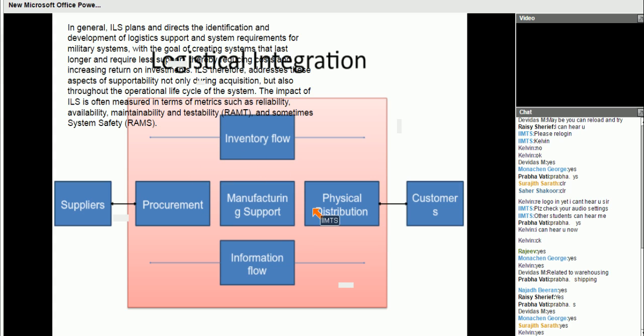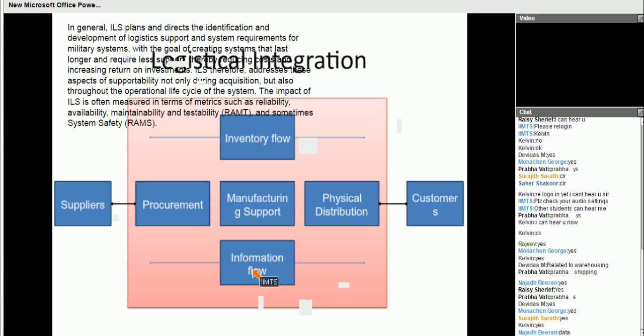So in this we have generally four things. One is the manufacturing support, one is inventory flow, one is procurement, one is physical distribution, and one is information flow. What do we mean by information flow? Information flow means the information should be available with all the channels through which the goods will be passing, right? Along with the supplier, customer, right?